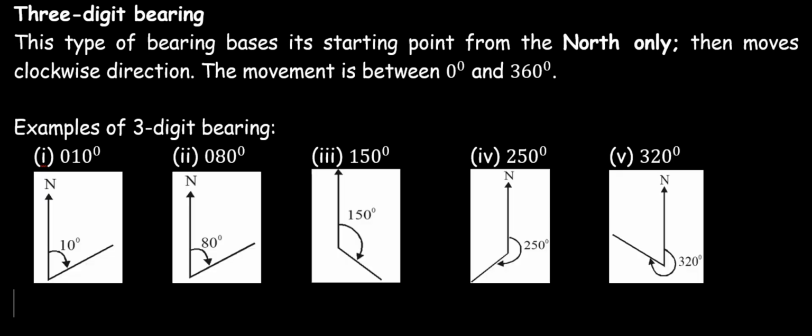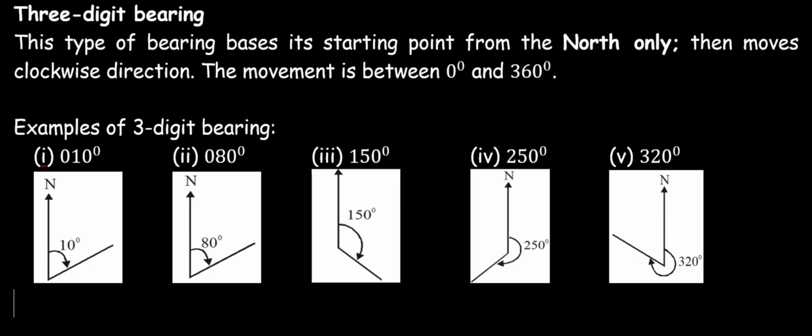Now, if you look at the first example, 010 degree, the arrow starts from the north, which is our point of reference. Then it starts pointing downwards, clockwise, 10 degrees. And when you look at example 2, the arrow still starts from north, which is our point of reference, and then it goes clockwise, 80 degrees, showing 80 degrees. Similarly, for example 3, from north, which is the starting point, the arrow points towards 150 degrees.